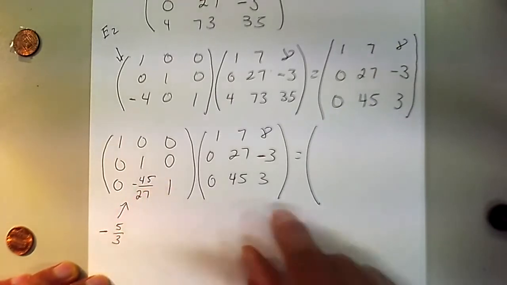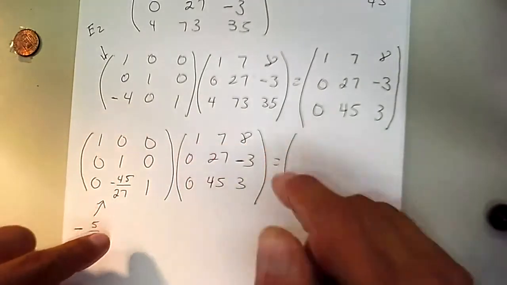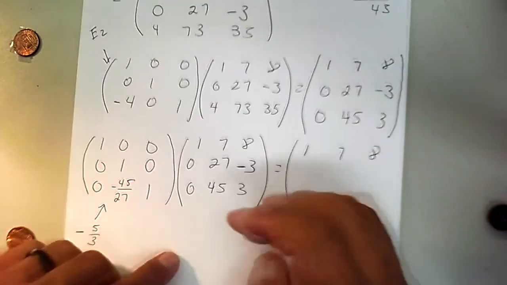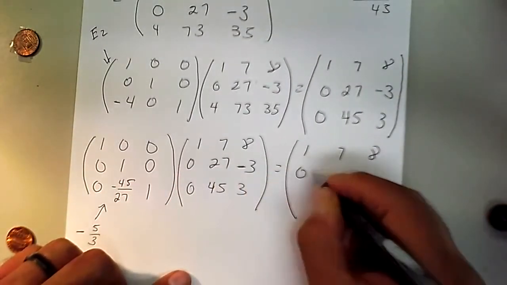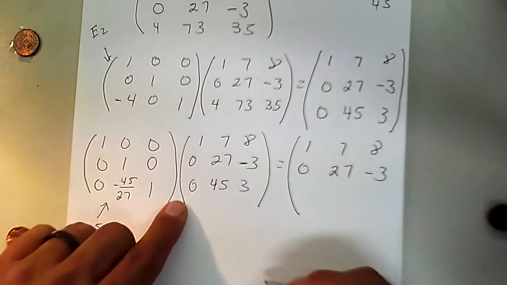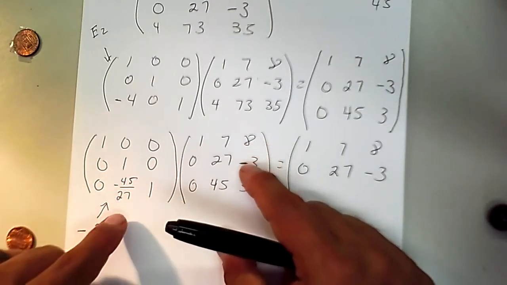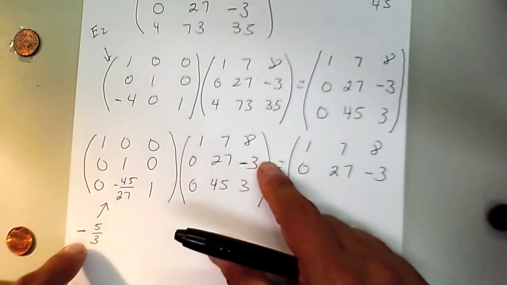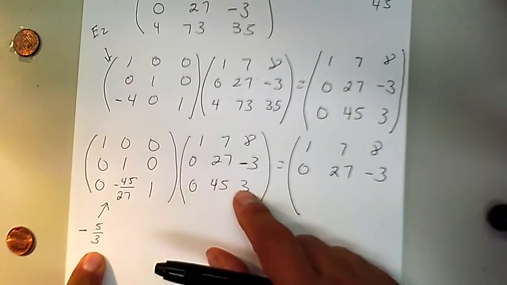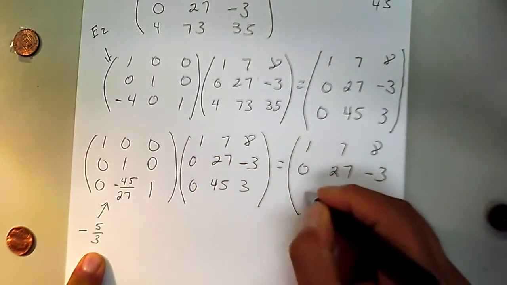Well, they're both negative. So this row picks the first row up here and leaves it alone, 1, 7, 8. This row picks this row and leaves it alone, 0, 27, -3. This row doesn't use this row at all. It multiplies the second row by -5/3 and adds it to the last row. So 0 multiplied with anything added to 0 doesn't affect it. It's just 0.